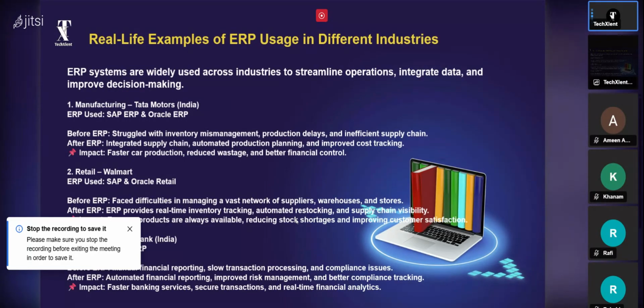See, we have different sectors and industries in the market, like manufacturing, retail, banking, government, railway sectors, etc. ERP systems are widely used across industries to streamline operations, integrate data, and improve decision making. Now, in the manufacturing industry, Tata Motors India is using Oracle ERP.